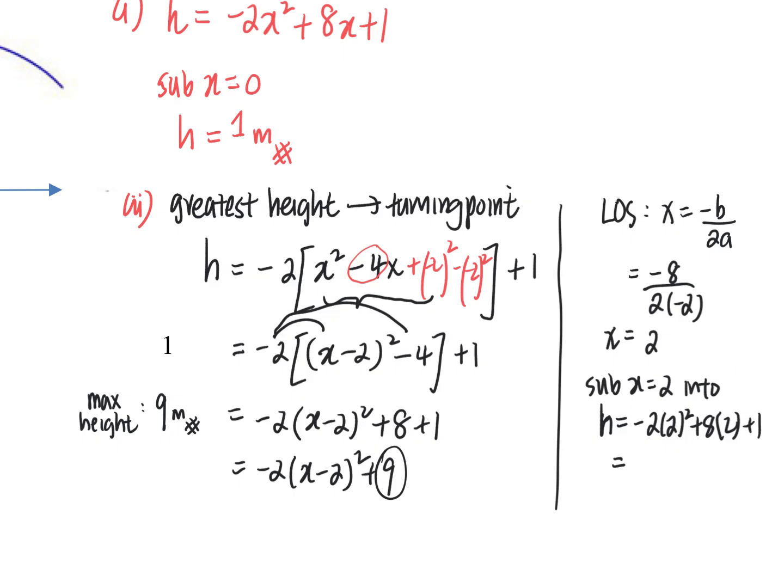16 and 8, so 9. Okay, same thing. So this is an alternative. If you don't like completing the square, like really hate it, then this is the alternative.